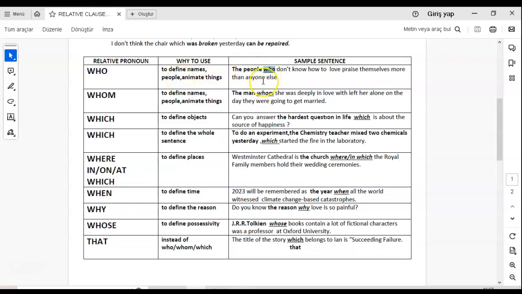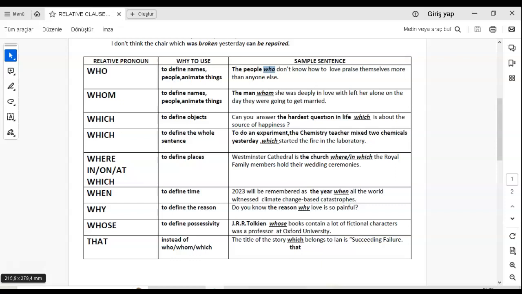And what about whom? Whom is the same as who, but the difference is that after who, you can use a subject pronoun, you can use an auxiliary verb, or you can use a verb. But after whom, you can only use a subject pronoun or any kind of proper name like Nissan, Ahmed, Mehmet, Selin, etc.